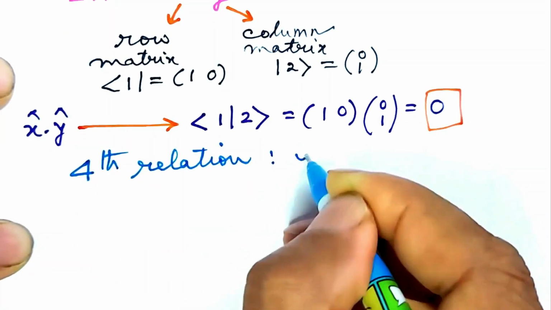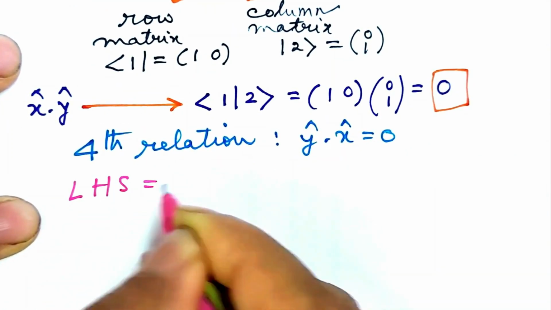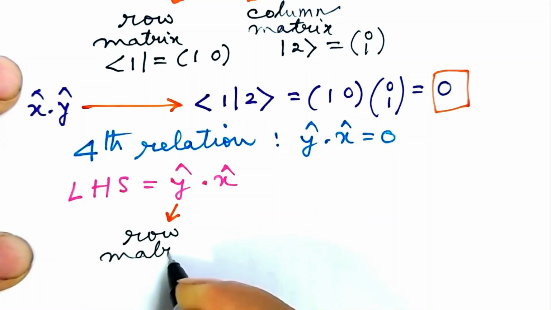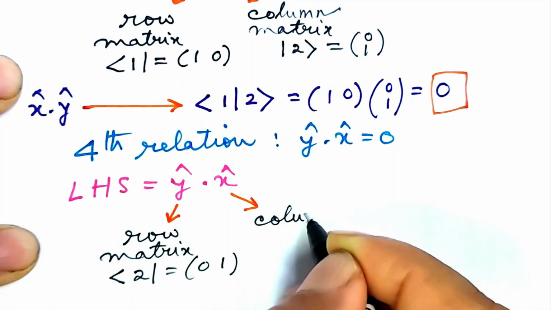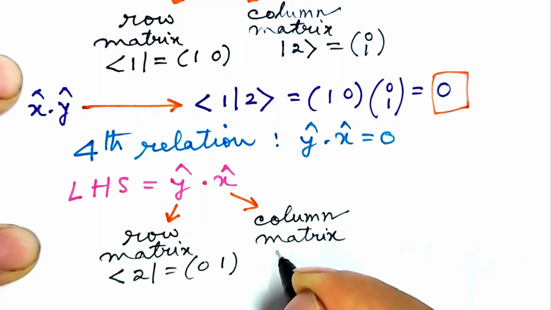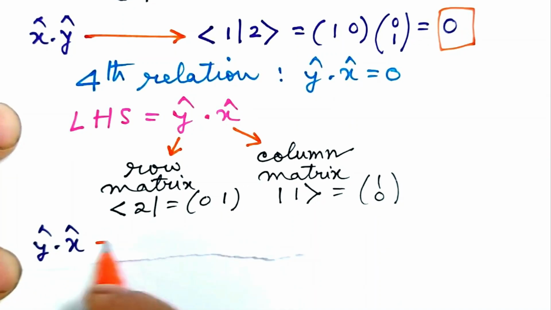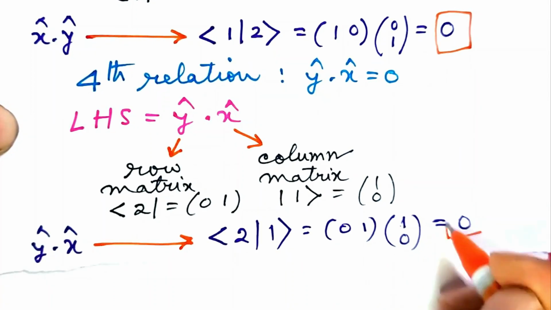Fourth relation is y hat dot x hat equal to 0. Left hand side is y hat dot x hat. Replace y hat by bra2, which is row matrix 0 1, and x hat by ket1, which is column matrix 1 0. So y hat dot x hat gives bra2 ket1, which generates the number 0.